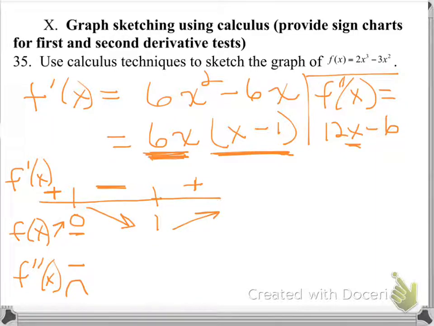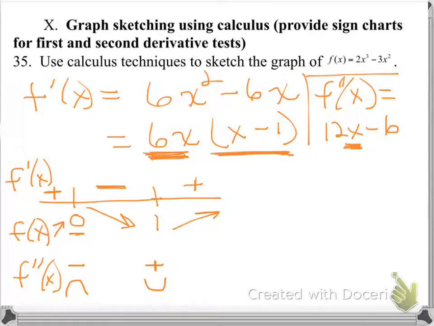We're going to do the exact same thing with 1. Plug a 1 in your second derivative. 12 minus 6 is positive, therefore right at the critical value of 1, my second derivative is positive. Therefore, my function is concave up, which is consistent with what my first derivative test told me.